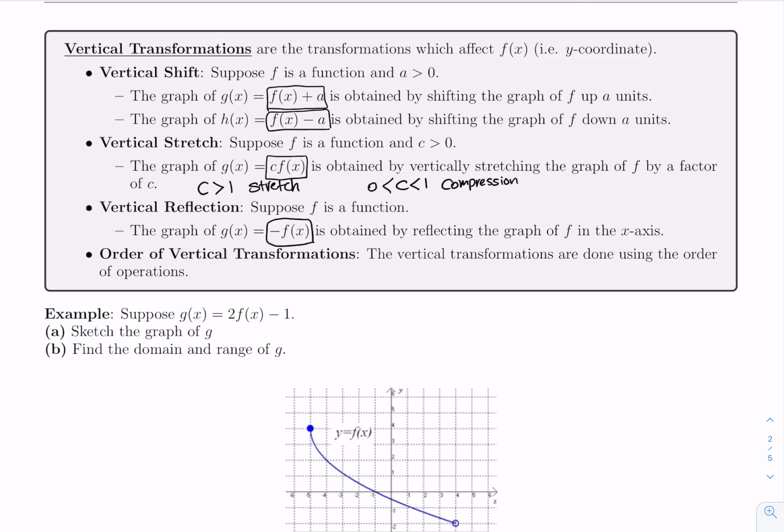What is the proper order for the vertical transformations? The proper order for the vertical transformations is the same as the order of operations. So first, we will apply the vertical stretch and reflection, in any order you like for these two. And next, we apply the vertical shift, up or down.